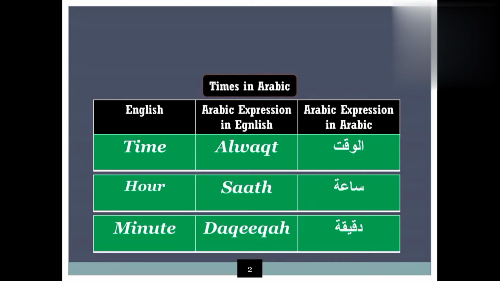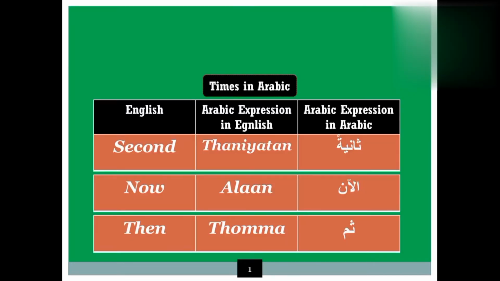See time. For time we use in Arabic al-waqt. Al-waqt means time. Now see hour. For hour we use in Arabic sa'a. Sa'a means hour. Now see minute. For minute we use in Arabic daqiqa. Daqiqa means minute. Now see second.